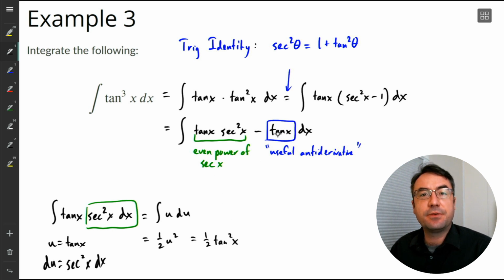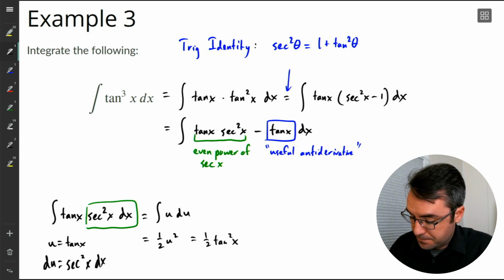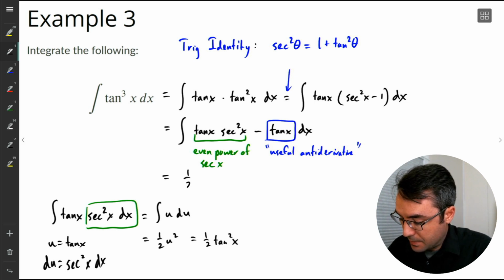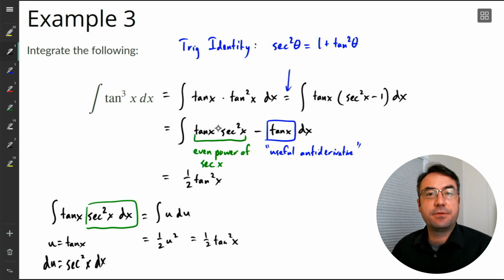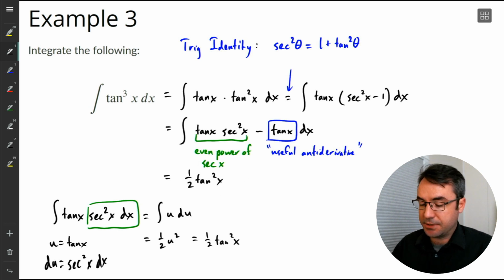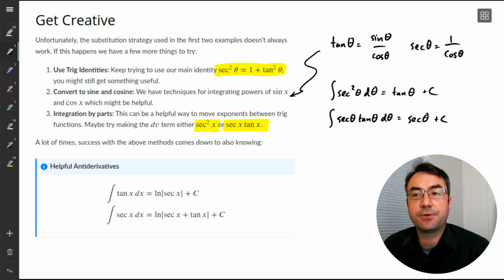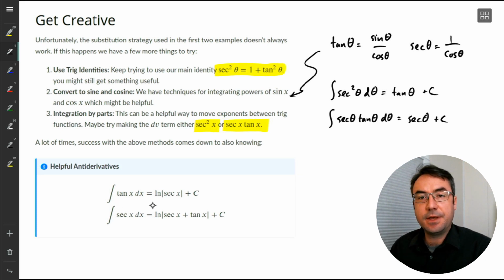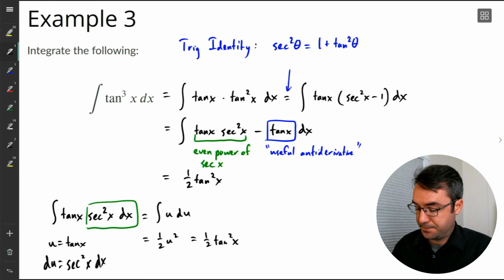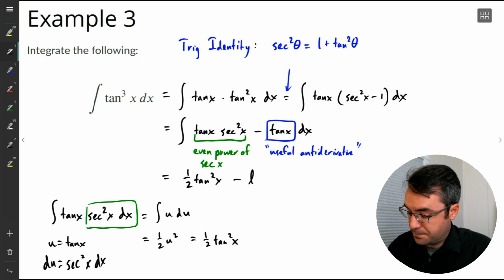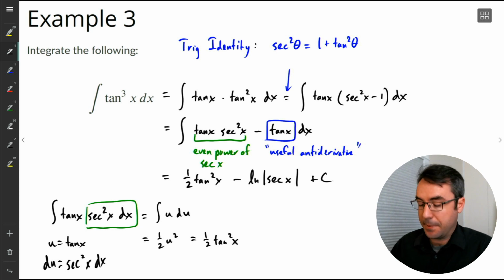What about the antiderivative of this tangent term? Well, we're going to be able to just refer back. So let's fill in what the antiderivative we found for this tangent times secant squared is. We found it was 1/2 tangent squared. And then what about that tangent x? Well, let's just go back to our helpful antiderivatives. And there we go. The integral of tangent x is natural log of absolute value secant x. And then we put our plus c. So there we have it.